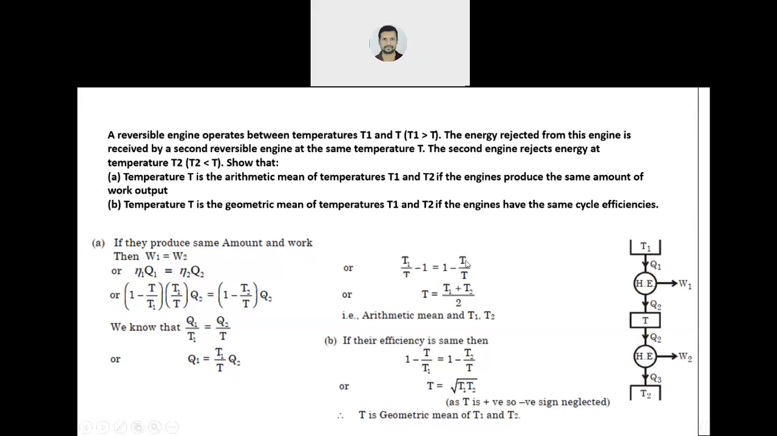So when you solve this, you will get T equals T1 plus T2 by 2, meaning T is the arithmetic mean of T1 and T2. You have proved the first case for the same amount of work.